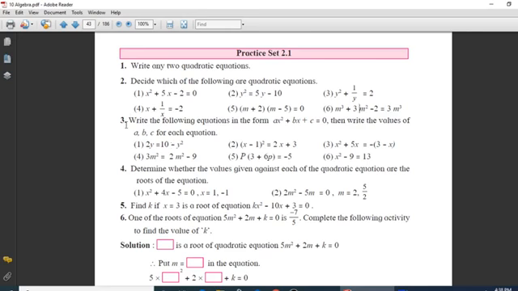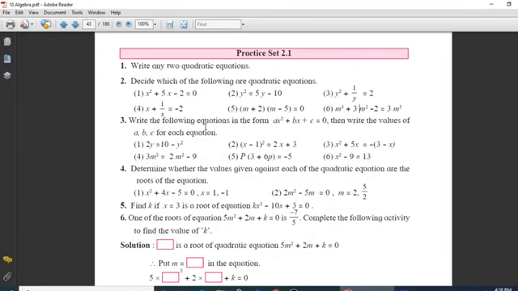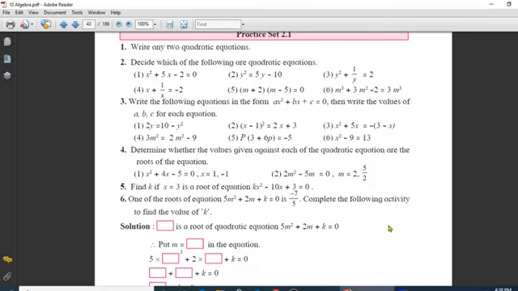Now let's move on to question number 3. This is our question number 3. This question is about writing the following equations in the form ax square plus bx plus c equals 0, then writing the values of a, b, c for each equation. It is the same as question number 2. In question number 2, we decided whether the given equations are quadratic or not. But for this question, you need to arrange the given equation in this standard form and then find the values of a, b, c.